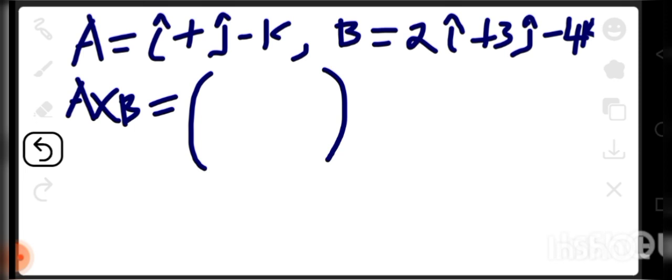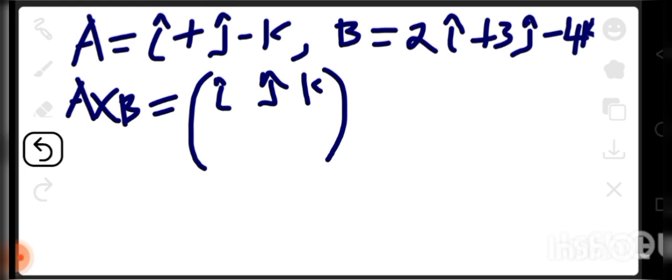Then we are crossing A and B. The first thing you do is put the vectors I, J, K as the first row. The next step is to start arranging the vectors. The first one in the question is A cross B, so A comes first before B. That is very, very important.